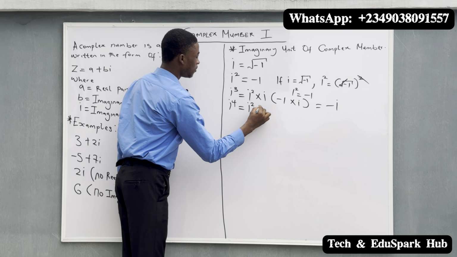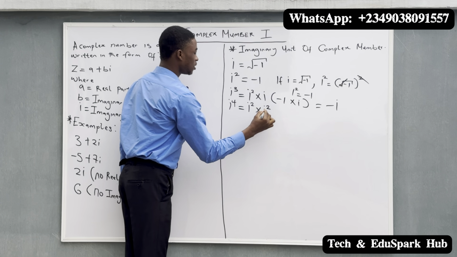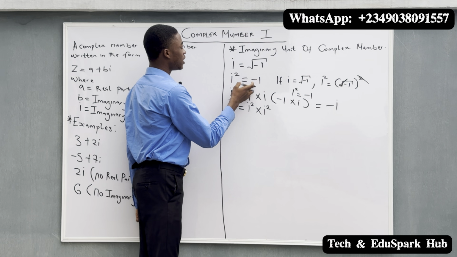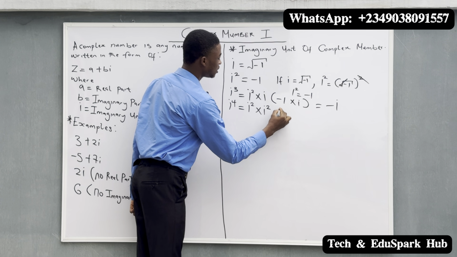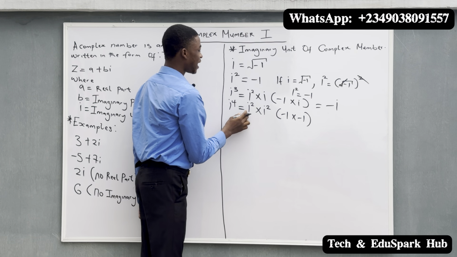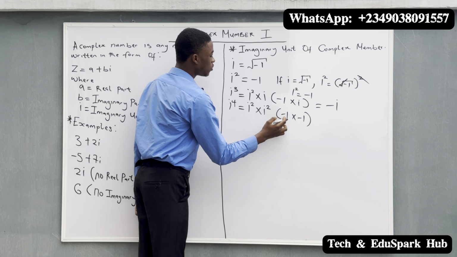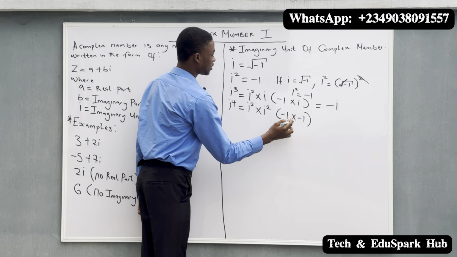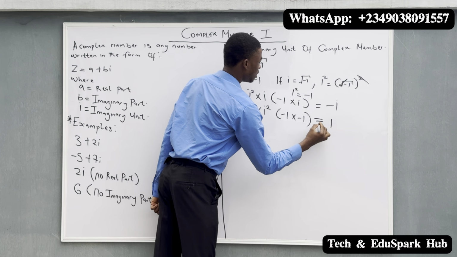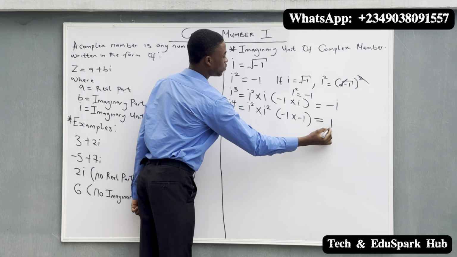And we'll have i square multiplied by i square. So when we say i square multiplied by i square, we said i square has already been equal to minus 1. So we can just say minus 1 multiplied by minus 1, because this i square is equal to minus 1. And when we simplify this, we have our i raised to power 4 to be equal to 1, because minus 1 times minus 1 will give you 1.